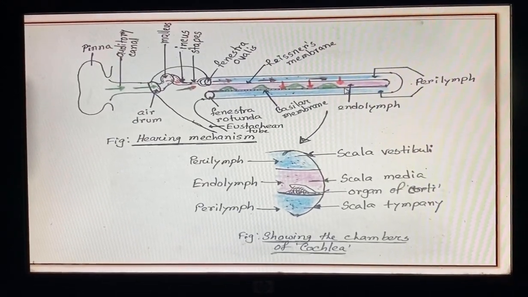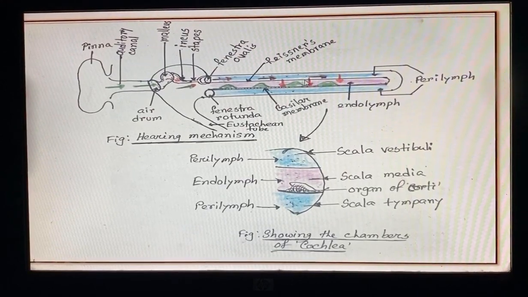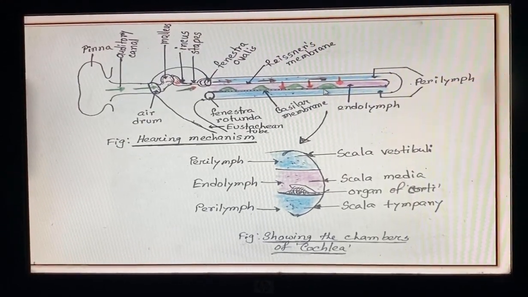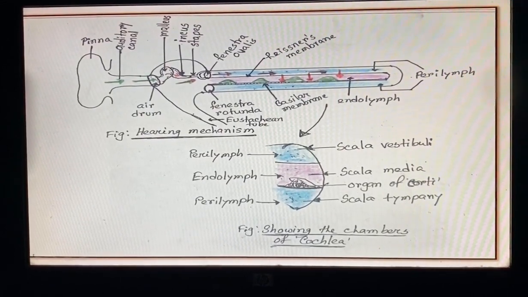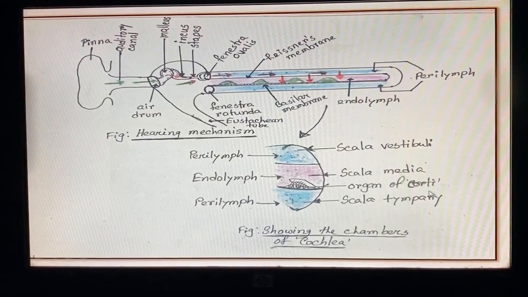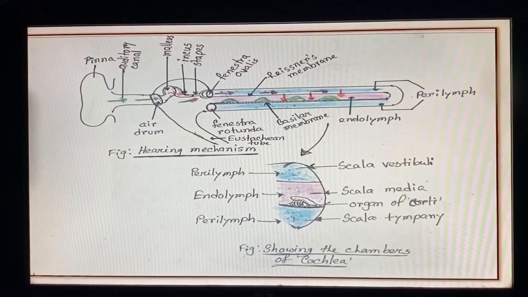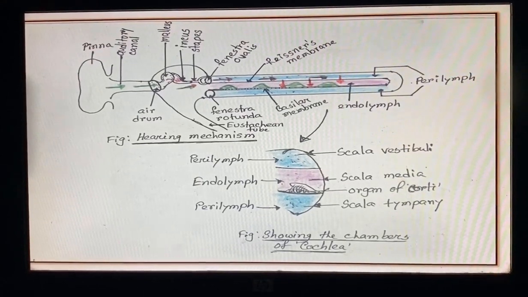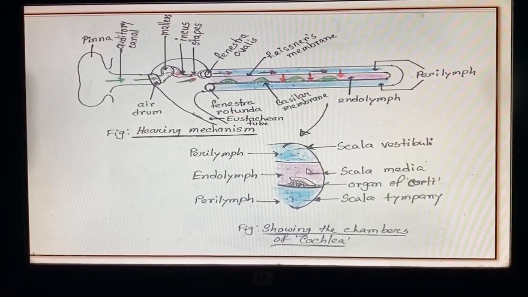See, on the basilar membrane you see some swollen structures here, the precise view. These are the hearing units, right? This one is called the organ of Corti. We already learned the detailed structure of the organ of Corti in the previous video.